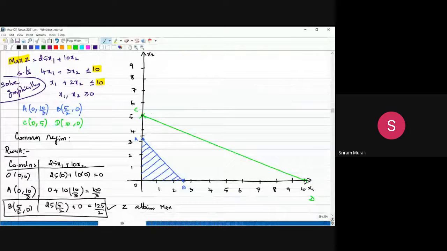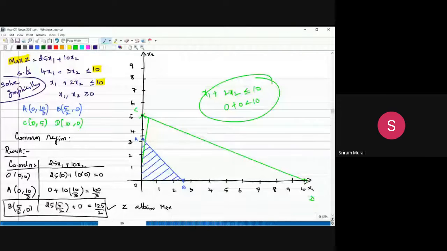So here we want to find the feasible region for the second constraint. This is also a constraint which satisfies the origin. 0 plus 0 is less than 10. Hence, I can give a shading towards the origin. What is the common region? The common region will be OAB.